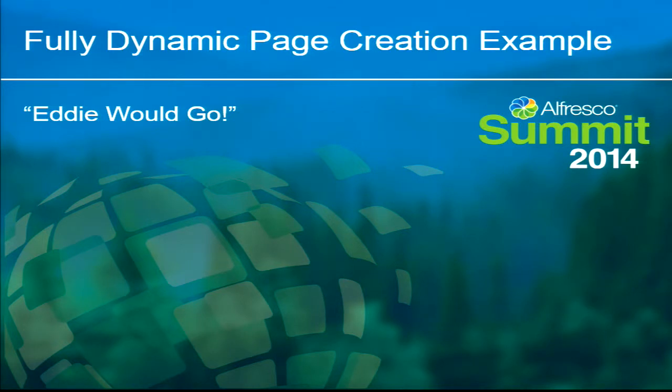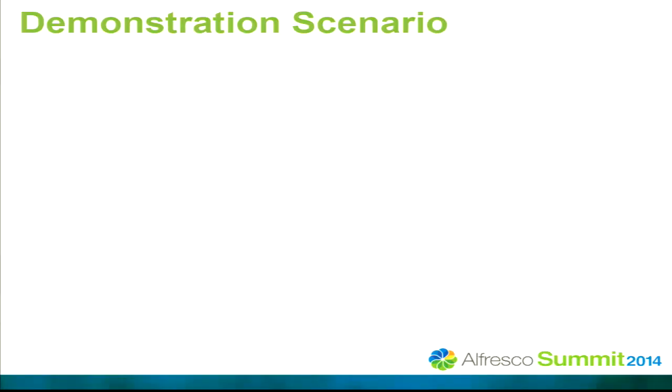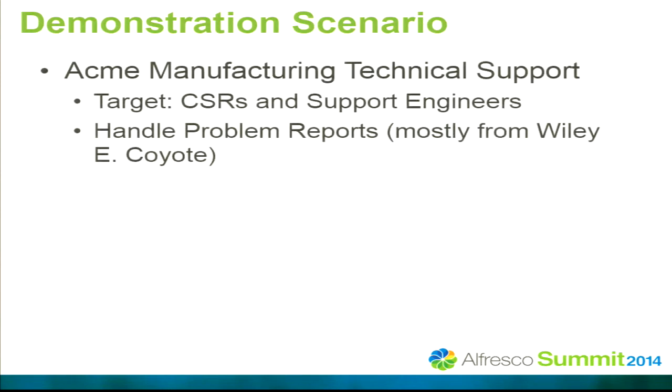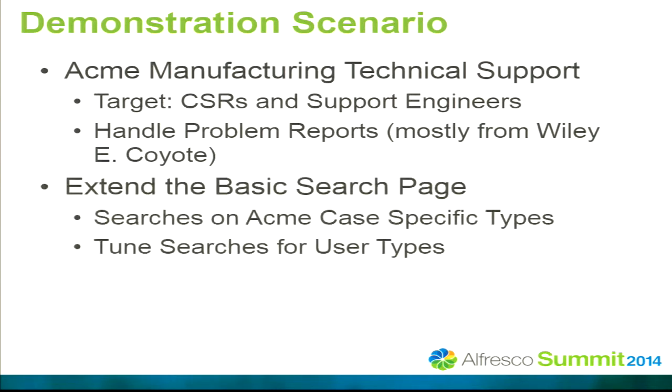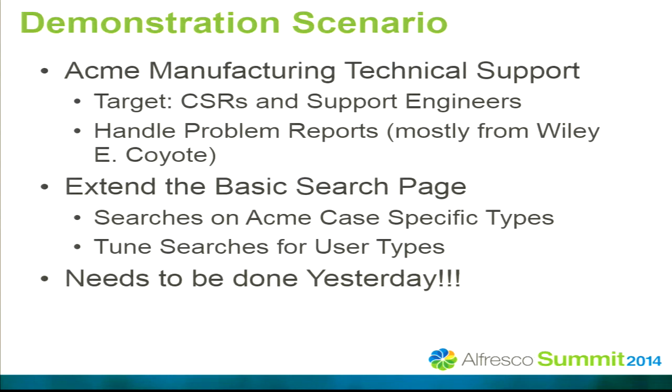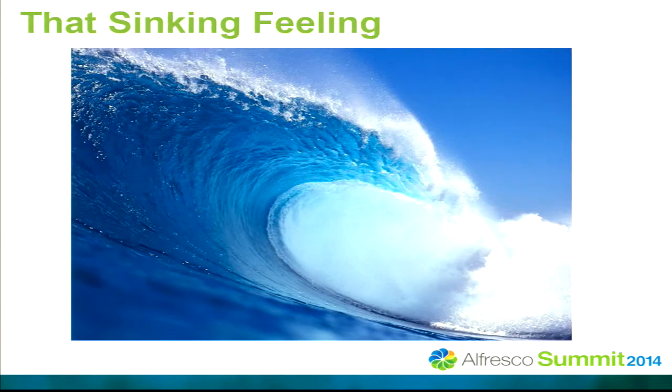So now we're to the example part of the presentation, so here's where we're going to go. The demonstration scenario is I'm a manufacturing company, with some technical support people, some CSRs and some support managers, and they handle problem reports, and I wanted to build a special search page for those guys. So I want to be able to tune the searches for different user types, and of course this needs to be done immediately. And now I've got that sinking feeling that, boy, I've got some stuff to do and I'm not really sure exactly what to do.